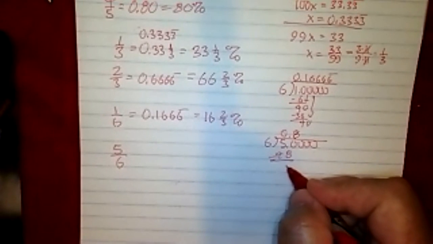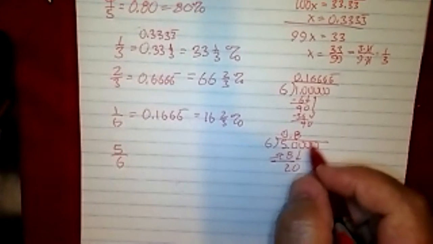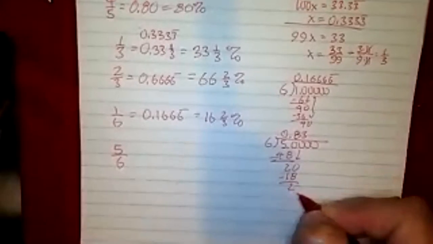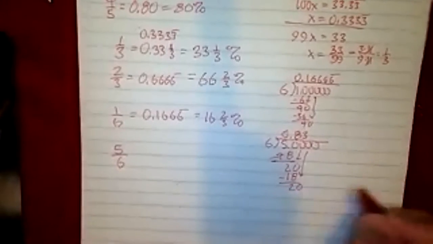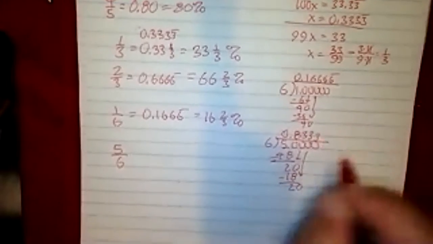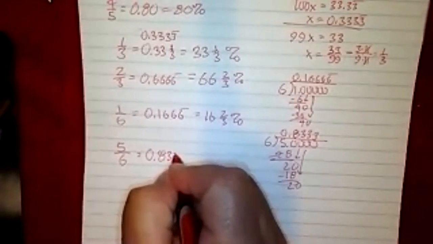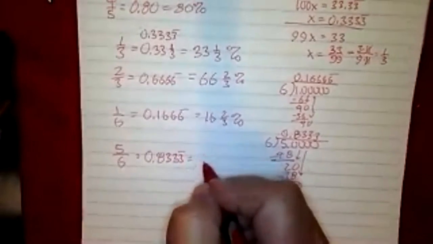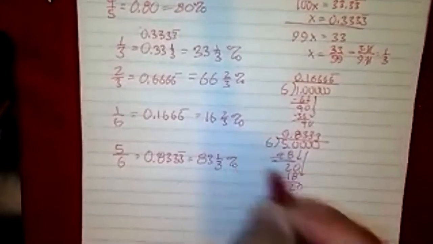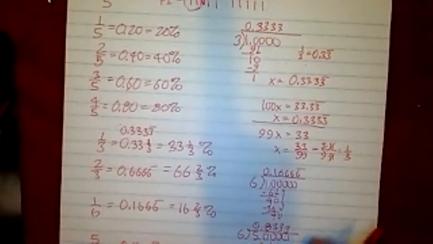50 minus 48 is 2. Bring down the 0, I get 20. 6 goes into 20 3 times. 3 times 6 is 18. 20 minus 18 gives me 2, but I bring down the 0. That gives me 20. That's a 3, 3 again, and I think you can see it's going to continue. So 5/6 is in fact 0.8333, which I think you can tell is 83 1/3%. So those are the fractions that everybody should know.